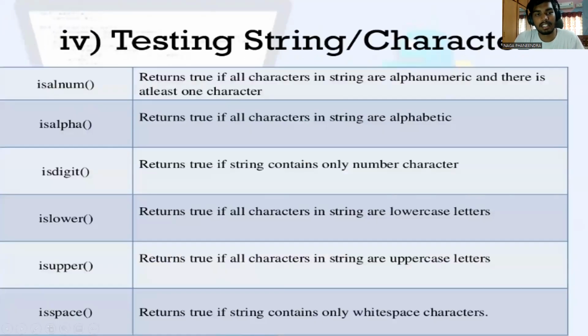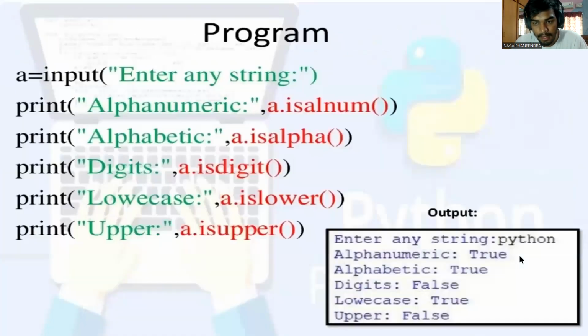Testing characters: isalnum returns true if all the characters in the string are alphanumeric and there is at least one character, and isalpha returns true if all characters in the string are alphabetic. isdigit returns true if the string contains only number characters. islower returns true if all characters in the string are lowercase letters. isupper returns true if all the characters in the string are uppercase letters. isspace returns true if the string contains only white space characters.